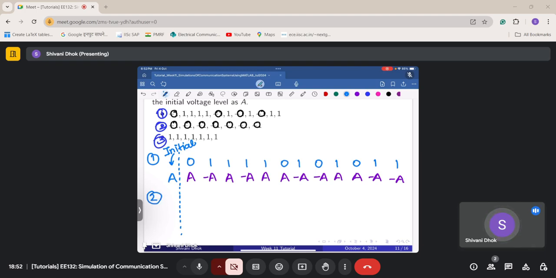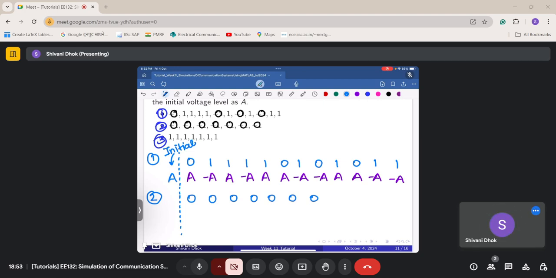Is it clear? Any questions at this point? Okay, if there are no questions, then I'll move on to the second part. The second part is simply 0, 0, 0, 0, 0, 0, 0. So 7 times 0: 1, 2, 3, 4, 5, 6, 7.